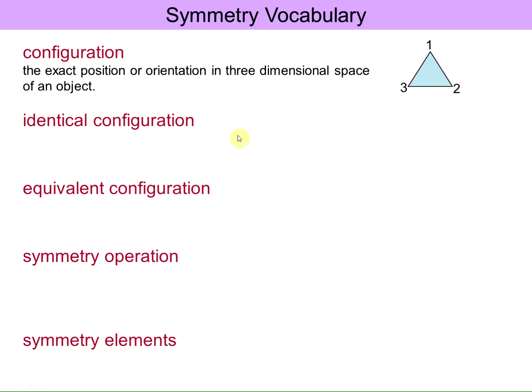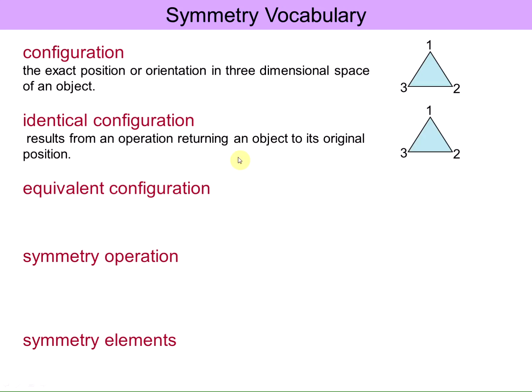Now, an identical configuration results from an operation returning an object to its original position. So let's say I started off with a blue triangle like this with a 1, 2, and 3. I do something to the triangle, and when I finish with moving that triangle around and I look to see where it ends up, it looks exactly the same as it did before. And the corner that was labeled 1 is still at the top, the corner that was labeled 2 is still at the bottom right, and the corner that was labeled 3 is still at the bottom left.